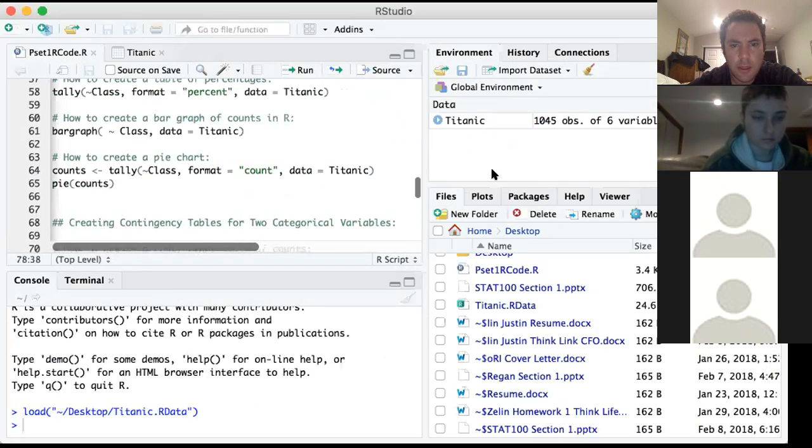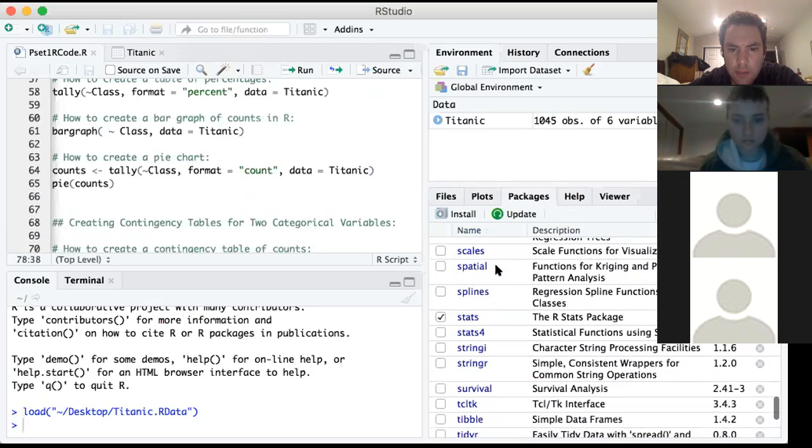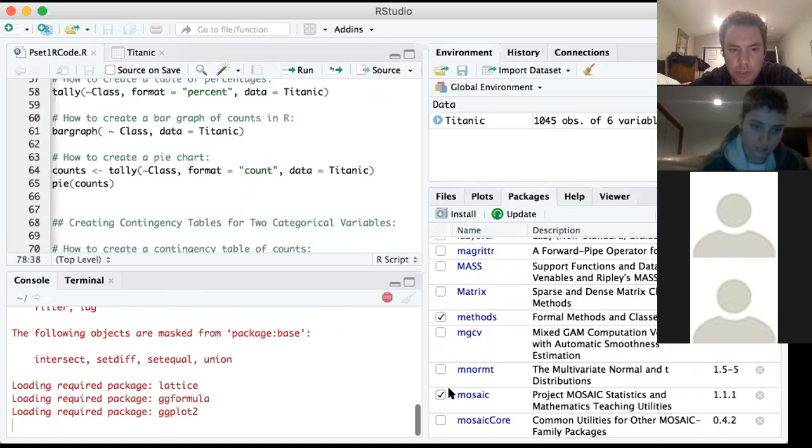Okay, so I've gone ahead and pulled up RStudio. Let's see if you can see. Yeah, you should be able to see that. And I'm going to go down and make sure that my Mosaic package is loaded up. So I'm just going to check off Mosaic.